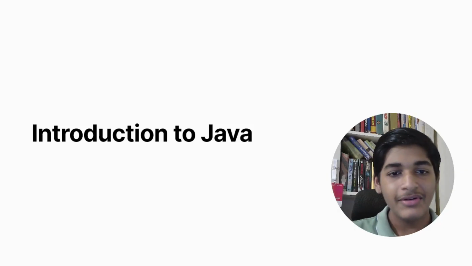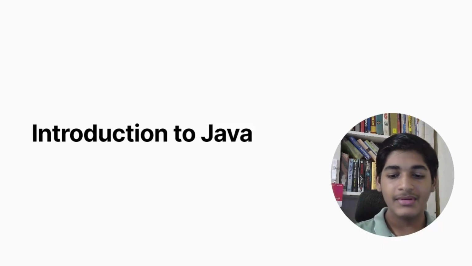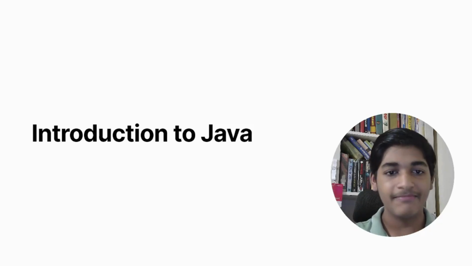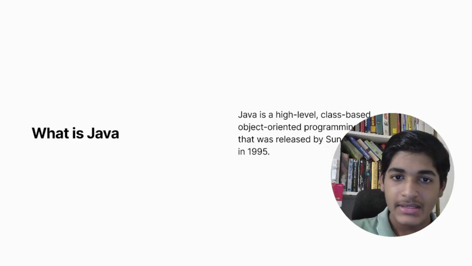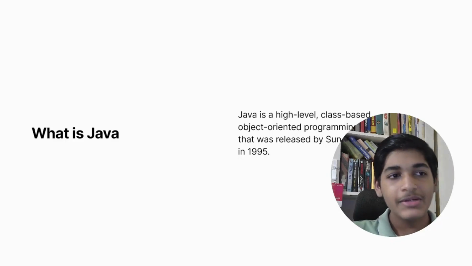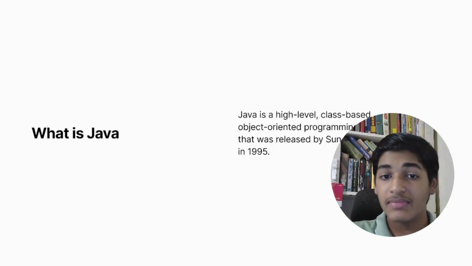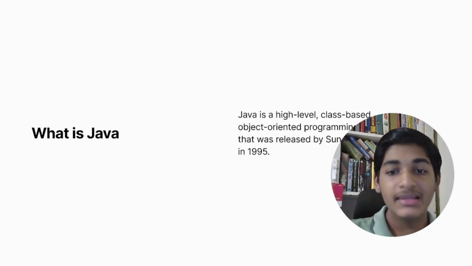In this video, we'll be starting with the Java programming language. So let's begin. First of all, let us learn about some use cases and some history about Java. So basically, what is Java? Java is an object-oriented programming language. It's also a high-level, class-based language that was released by Sun Microsystems in the year 1995.